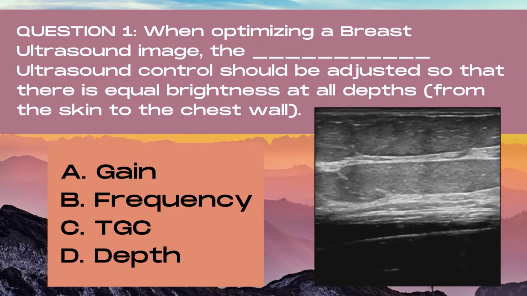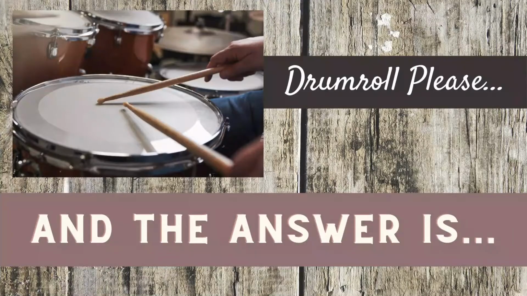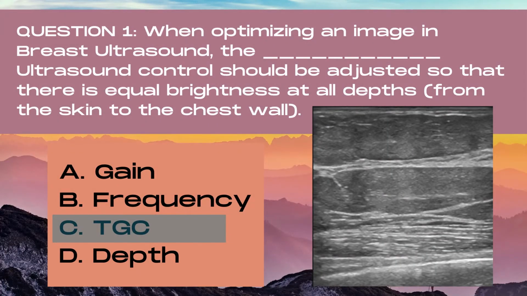Question 1. When optimizing a breast ultrasound image, the blank ultrasound control should be adjusted so that there is equal brightness at all depths, from the skin to the chest wall. A. Gain, B. Frequency, C. TGC, or D. Depth. And the answer is C.